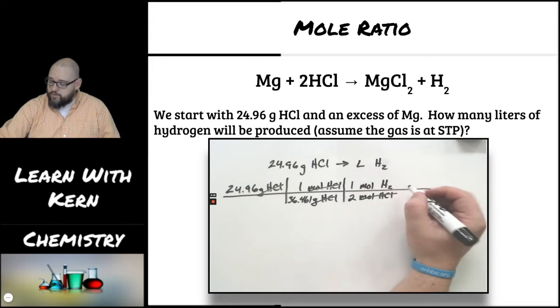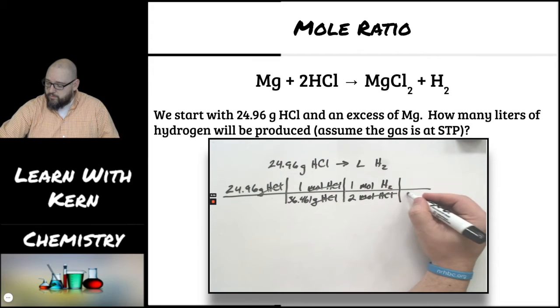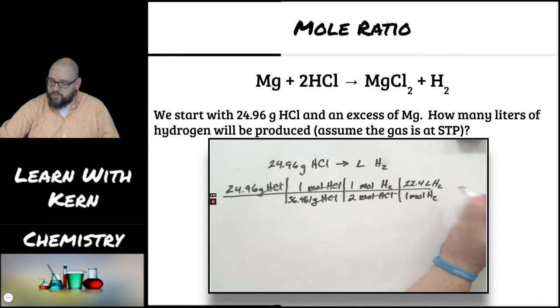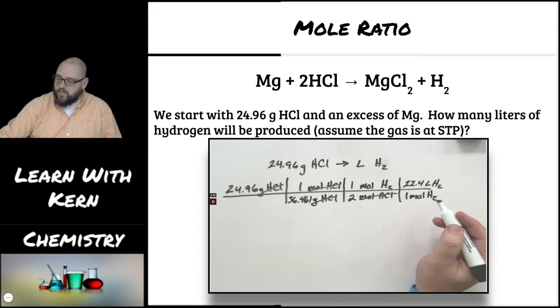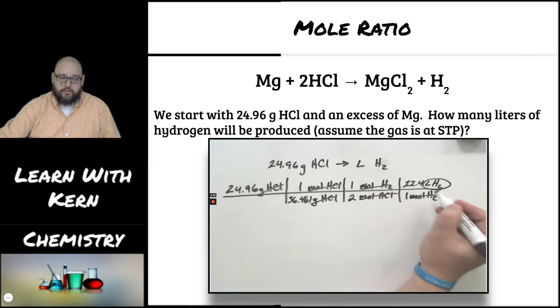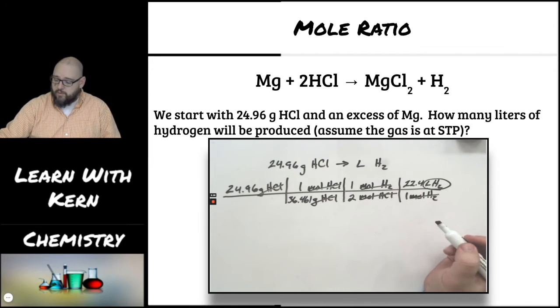So now the last step is to convert to my final desired unit. Well, I want liters. So I have moles of H2, so I'm going to put 1 mole of H2 is equal to 22.4 liters of H2 at STP. So now my moles of H2 cancel out. I'm left with liters, which is what the question asked for.